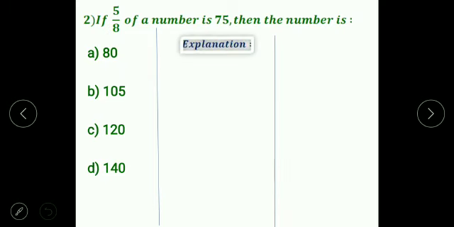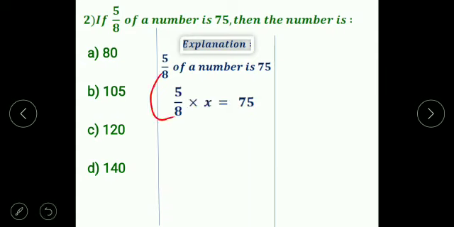So here the explanation is: 5 by 8 of a number is 75. So again we have to convert this sentence into symbolic form. What is the symbolic form? We write down 5 by 8 as it is. "Of" means we put the multiplication sign in the middle. The number is not given in this example, so we consider it as x, which is equal to 75.